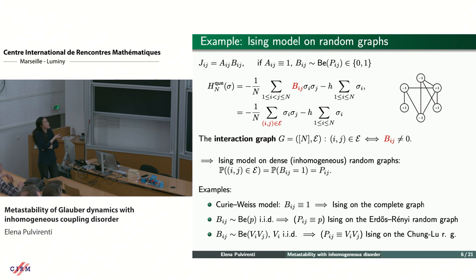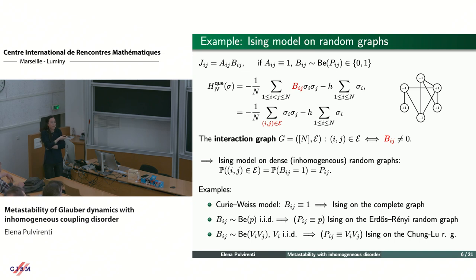So what did I create here? I created a model which is like an Ising model on a dense inhomogeneous random graph. It's inhomogeneous because the probability that I put an edge depends on i and j. It's this P_ij. Now, examples within the example. What happens if I put B equal to 1? Well, I just recover the complete graph, right? I have all the possible links, and the Ising model on the complete graph is simply the Curie-Weiss model.